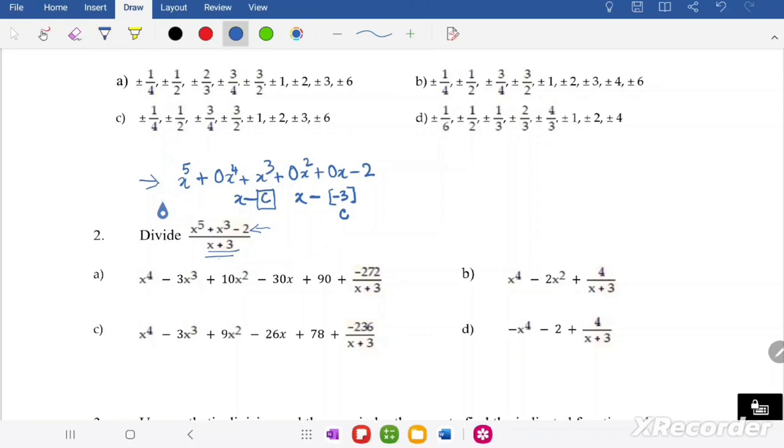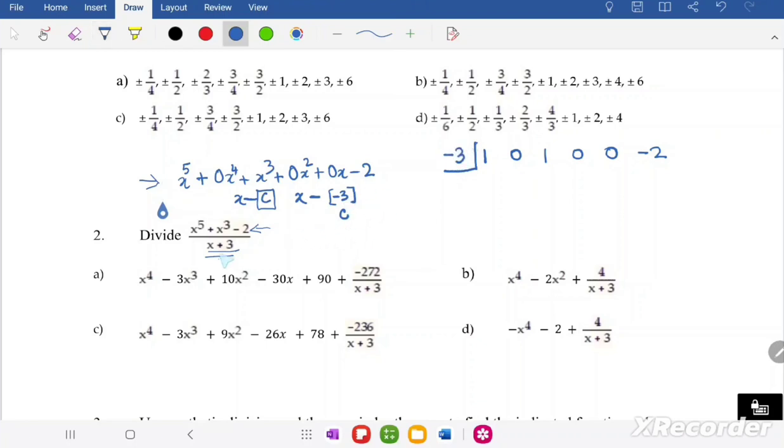So now let's set up our synthetic division problem. Just use the coefficients. The first one here, the coefficient is a 1. So I'm going to write here 1. And then the next one is 0 for x to the fourth, then the coefficient of x cubed is a 1. Then we have a 0, another 0 for 0x, and the last one is minus 2. And then we put the sign separator for our synthetic division, and on the other side of it we write minus 3. That's the value of c.